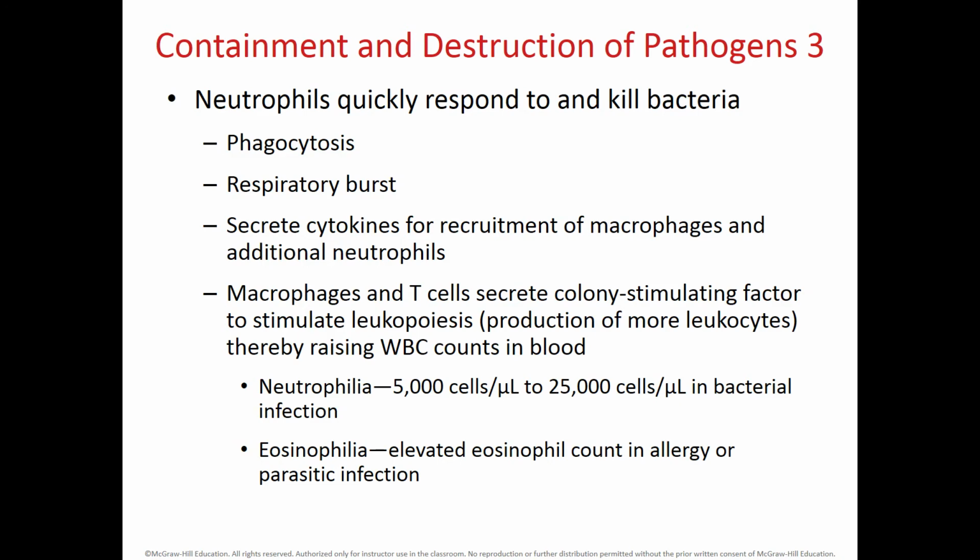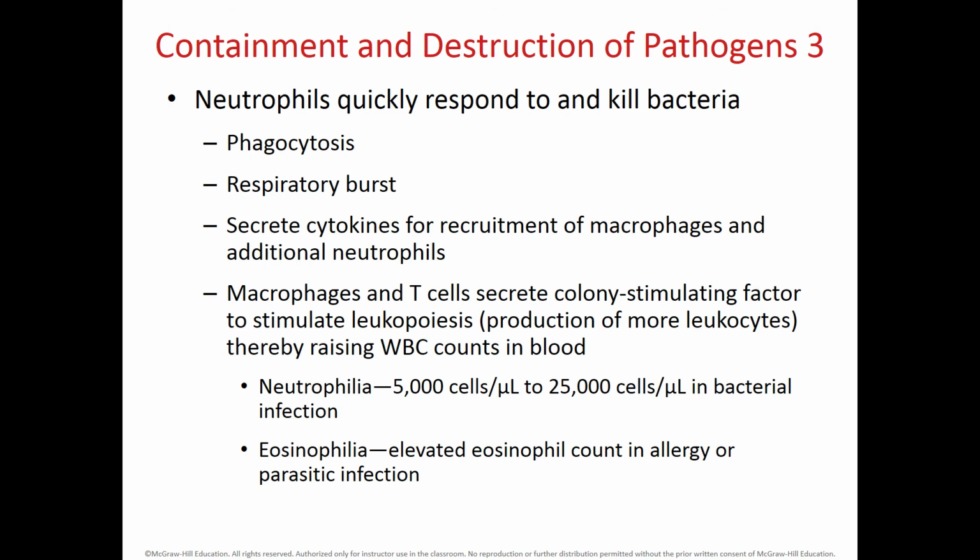So these are the ways that neutrophils respond and kill bacteria: through phagocytosis, respiratory bursts, and secreting of cytokines that will attract macrophages and more neutrophils. And the macrophages and the T cells will secrete this CSF factor that will stimulate the formation of more leukocytes, and you will have an increase in white blood cell numbers. So you will have neutrophilia between 5,000 to 25,000 cells per microliter in a bacterial infection.